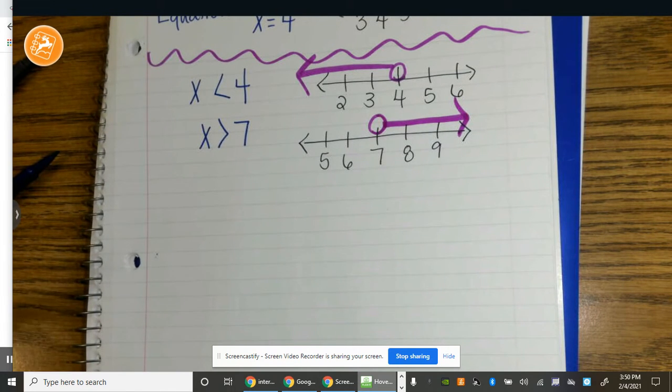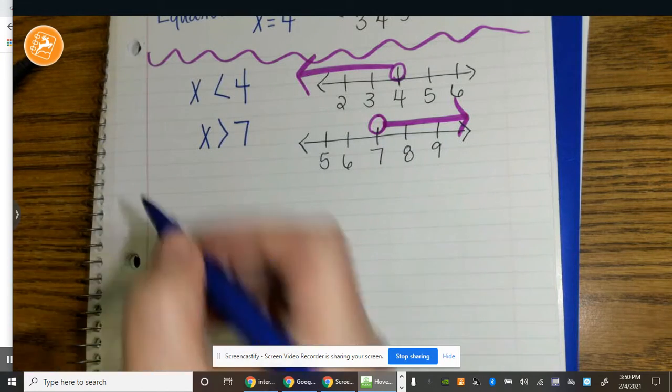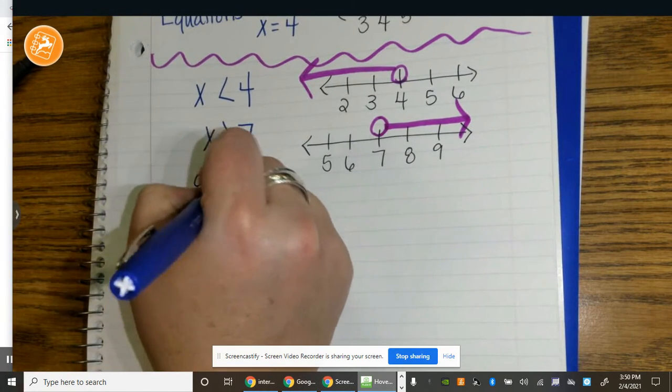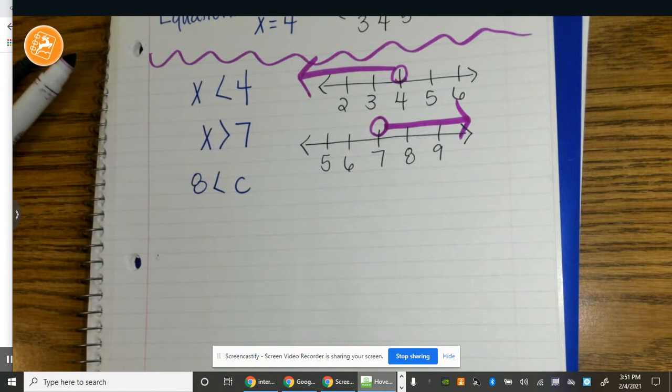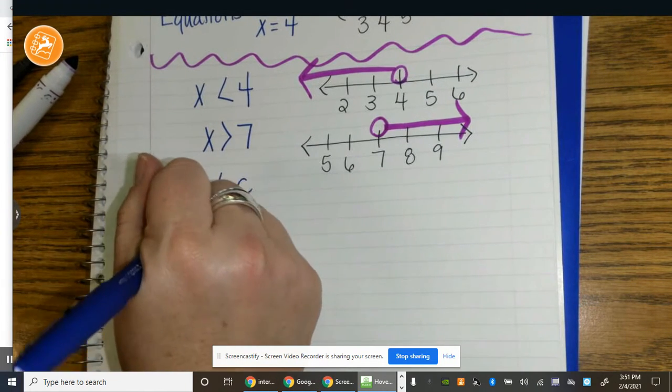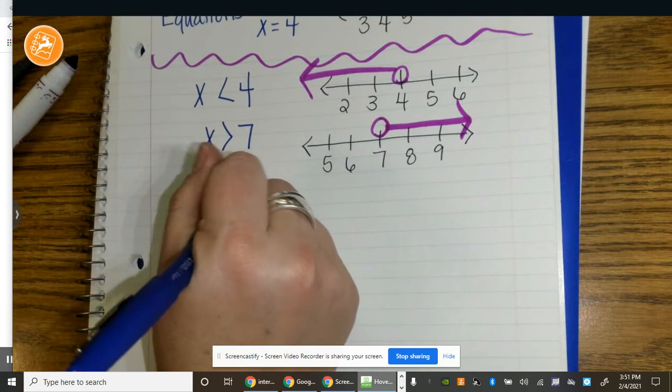But what if you don't have the variable first? Well, there's no problem in that. So I have 8 is less than C. Well, it's like when you're making a pancake or a grilled cheese. We can just flip it over. It's the same on both sides. You flip a quarter, doesn't matter which side it is, it's still going to be a quarter. Okay, so I'm going to flip this over. So C is greater than 8.